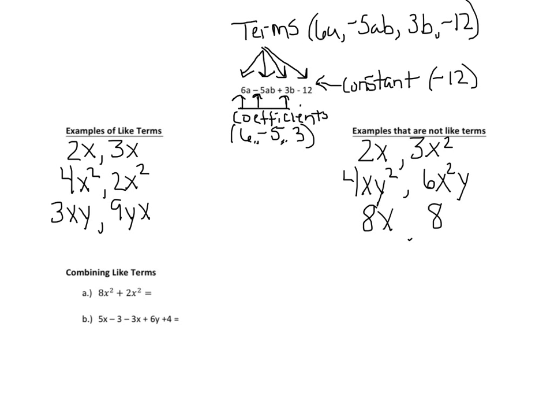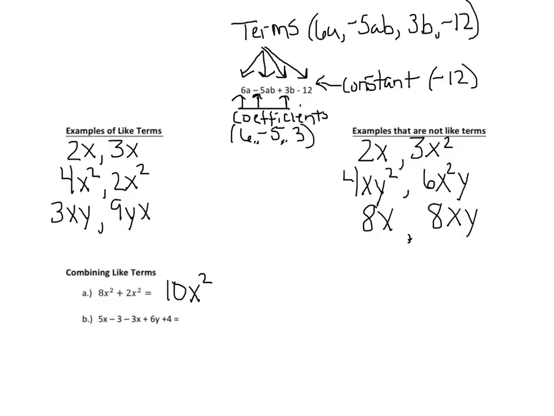8x and 8xy, even though they both have an x, the second one has a y, which makes them not the same like terms. So now when we look at combining like terms, if you look at A here, like terms are going to have the same exact variable factors, and this does. They both have x squared. So when we combine like terms, we're going to add their coefficients. Now remember from above, the coefficients are the numerical factor in a term. So we're going to add 8 plus 2 and get 10x squared.